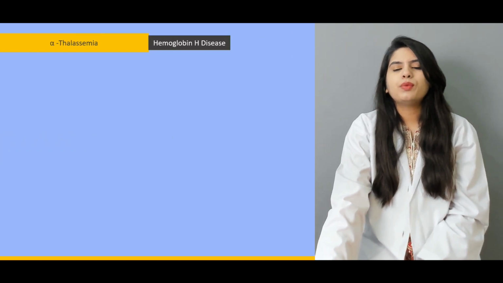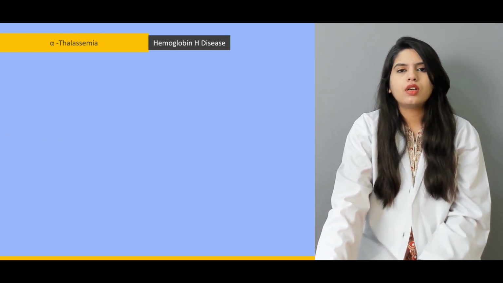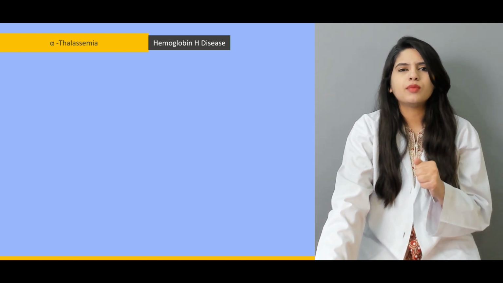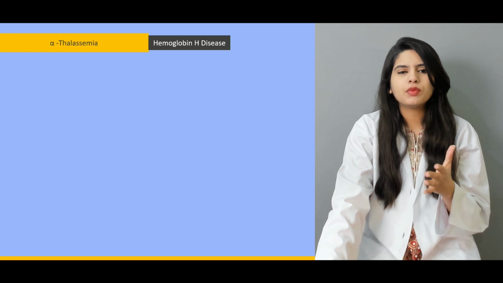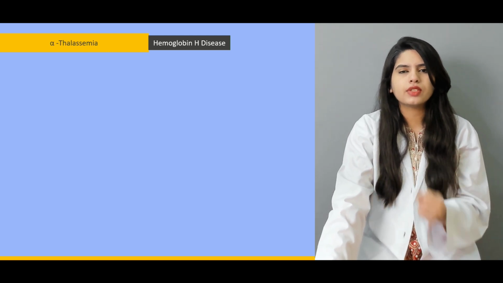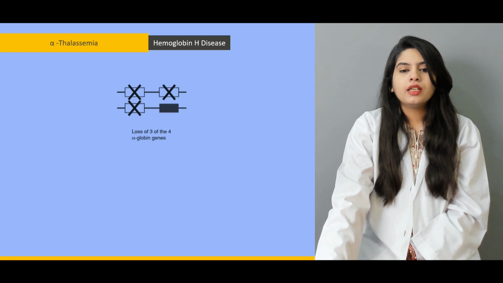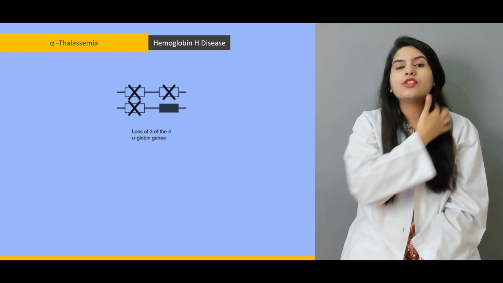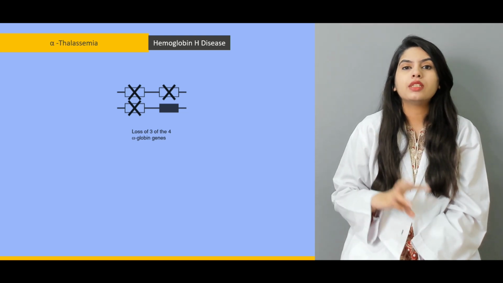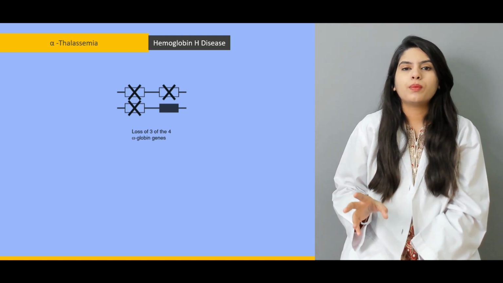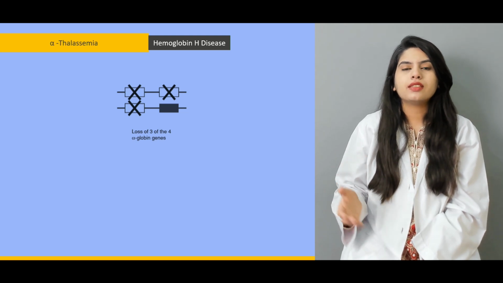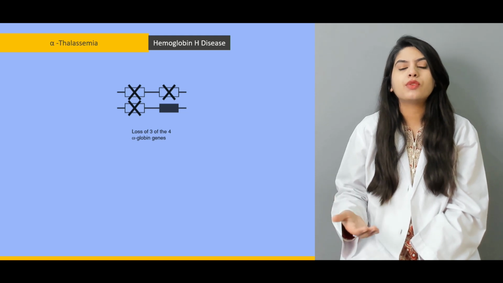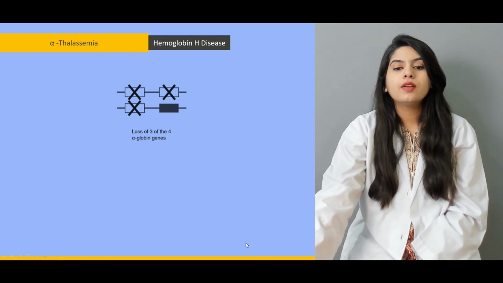Then there is hemoglobin H disease. Now, what happens in hemoglobin H disease? You have studied the type of hemoglobin H. Obviously, that will be more prevalent in this type of thalassemia. In this type of thalassemia, there will be deletion of 3 genes out of the 4 genes. So you can say that it is the severe type of alpha thalassemia that will lead to the formation of Heinz bodies as well.